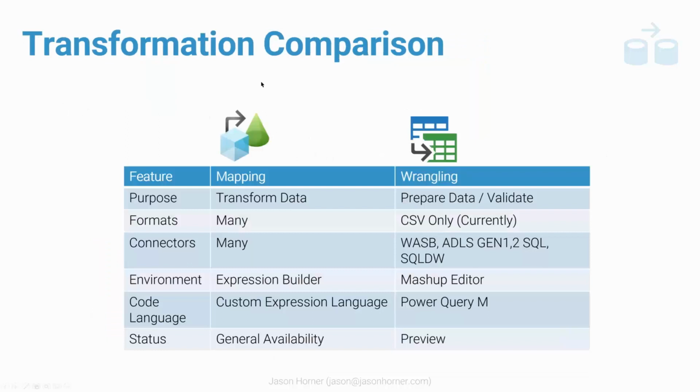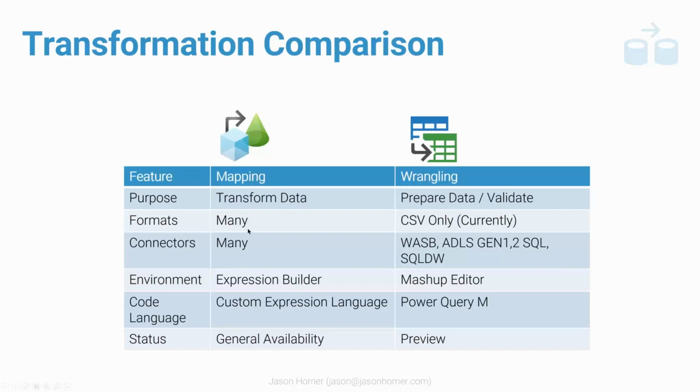So a little bit of comparison between when you'd want to use these. Primarily, mapping data flows are about transforming data, with a lot more robust capabilities. Wrangling data flows are more about preparing data and ad hoc validation. This slide is actually, I believe, a little bit out of date, because at one point it only supported CSV, but now I believe it does support Parquet, and it may actually support additional file formats as well.